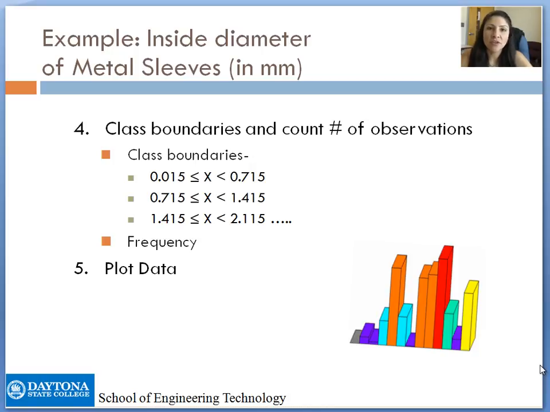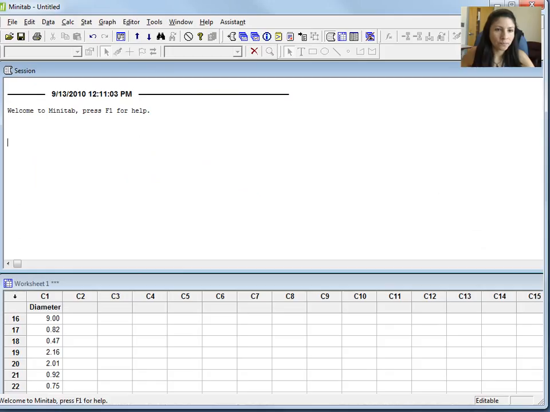Then you determine the frequency. You go back to the data and ask how many data points fall in the first class, the second class, the third class, and then you plot the data. So let's use Minitab to build it.